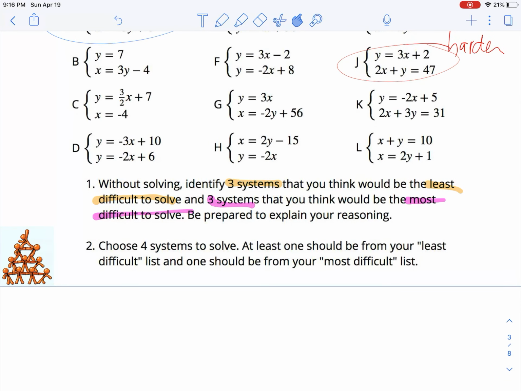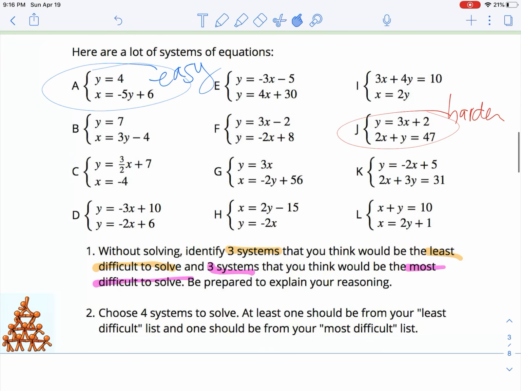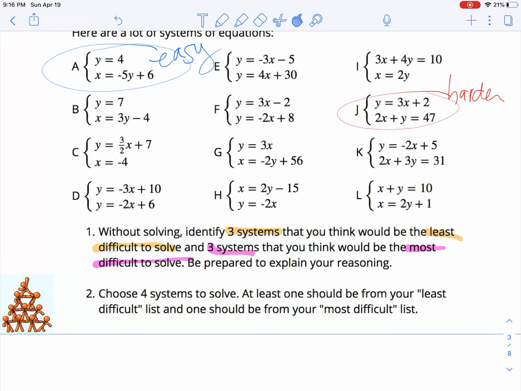Okay, so number 2 wants you to choose 4 systems to solve. 1 should be from your least difficult list and 1 should be from your most difficult list. Okay, so we're going to solve A and then we're going to solve J, just to kind of make it simple.